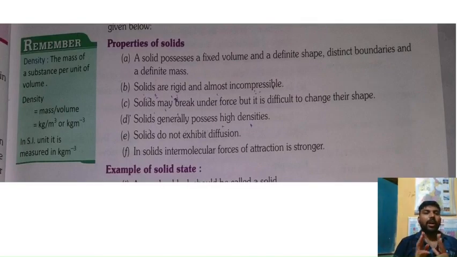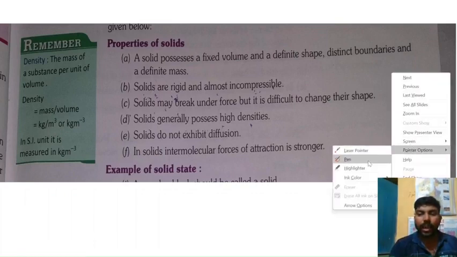First of all, we already know that there are three different states generally present: solid, liquid and gas. When we talk about these, we have to know their different properties. If I talk about solids, what are the properties? Solid has a fixed volume and a definite shape.